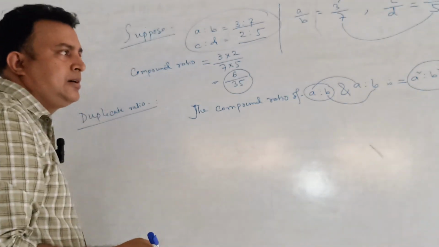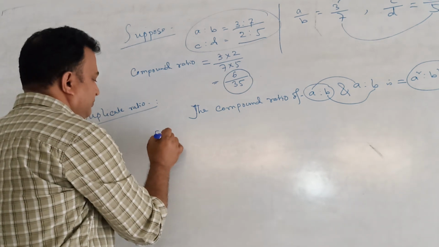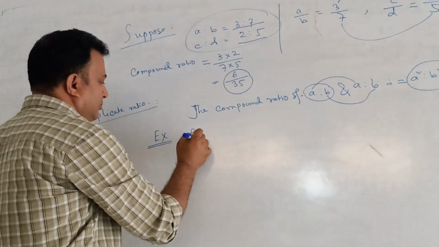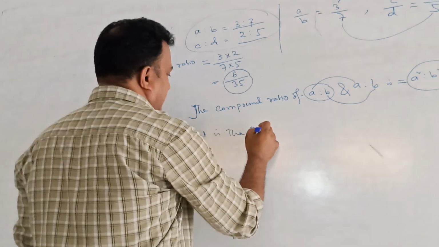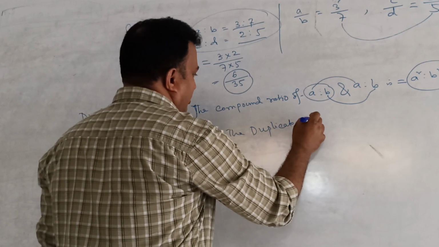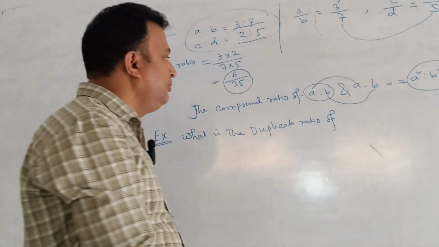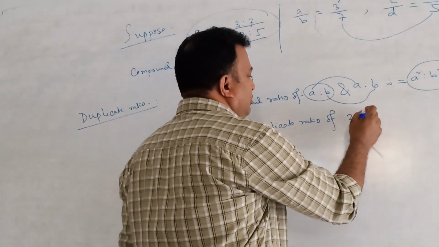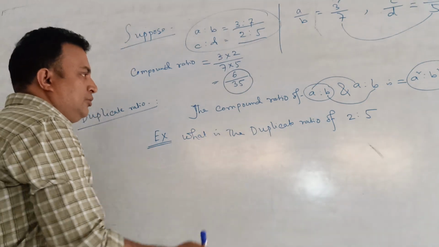Now, one example: what is the duplicate ratio of 2:5? How to find it?